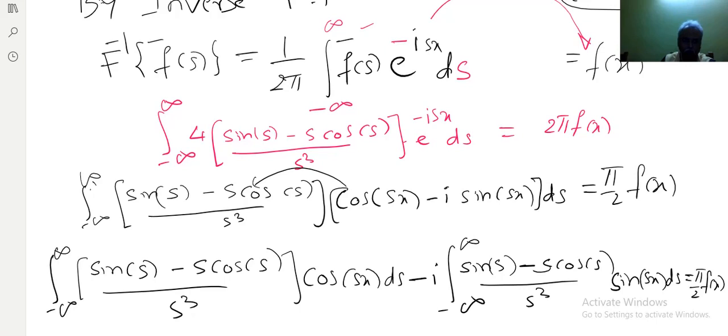Now if you see, this is an even function, because when you substitute minus s, from this minus s a minus will come out, from this s a minus will come out, so completely a minus will come out in the numerator. From this s cube also a minus will come out, so it becomes the same thing as this function, and cos is an even function, so this whole integrand becomes an even function. So for an even function, minus to plus becomes 2 times 0 to infinity.